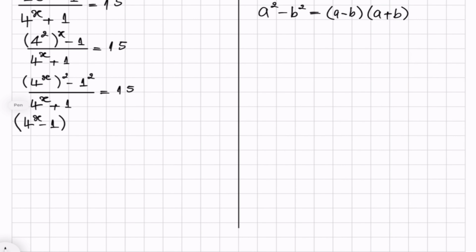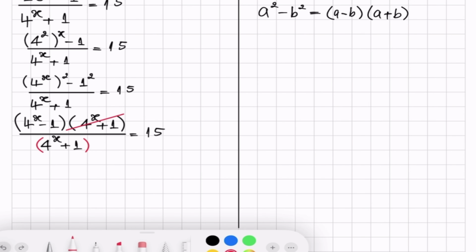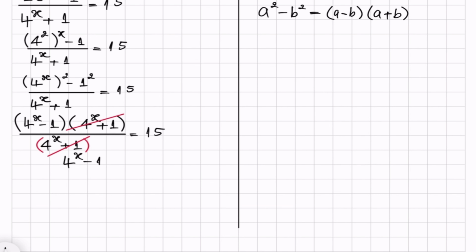Okay, so then (4^x − 1) times (4^x + 1) over 4^x + 1 equals 15, okay? So now we can cancel this factor together, okay? So then we will get 4^x − 1 equals 15.